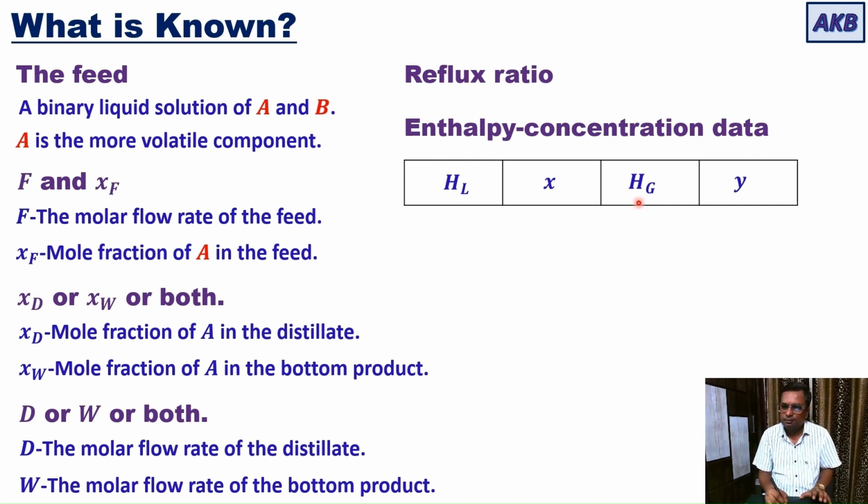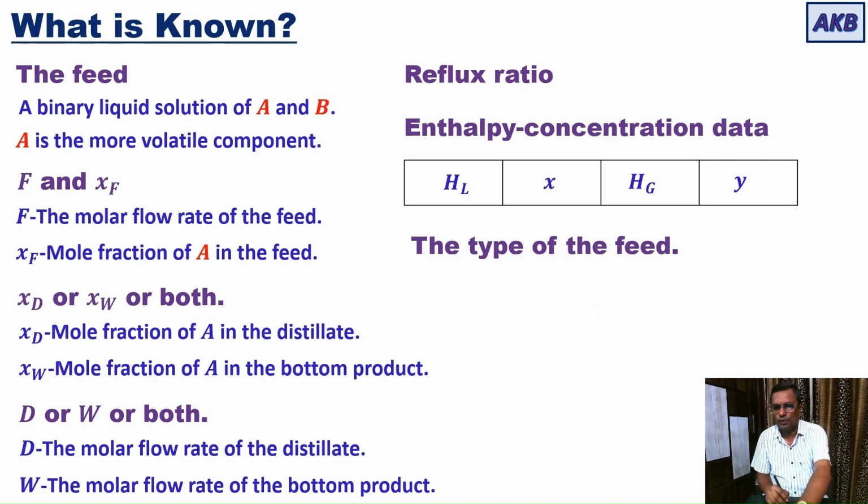Enthalpies of saturated vapors will be known to us, and mole fraction of A in those vapors will be known to us. Then the type of the feed will be given to us. That is very important. Unless and until you know the type of the feed, you will not be able to use the McCabe-Thiele or the Ponchon-Savarit method. Same is true for the McCabe-Thiele method. For finding the number of stages by using the McCabe-Thiele method, type of feed is important. Type of feed should be known to us.